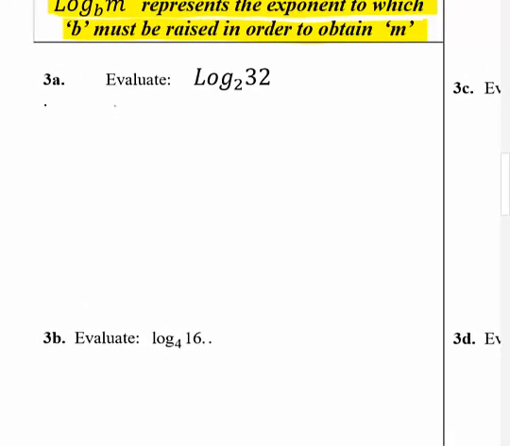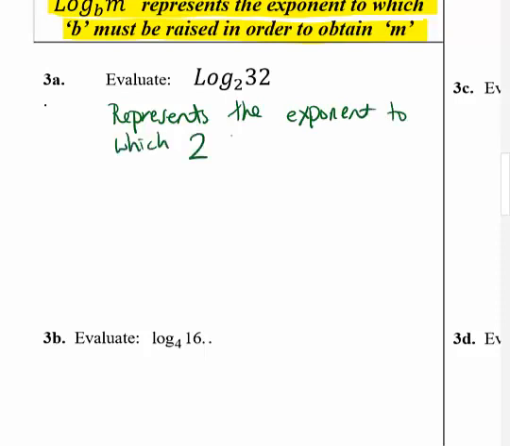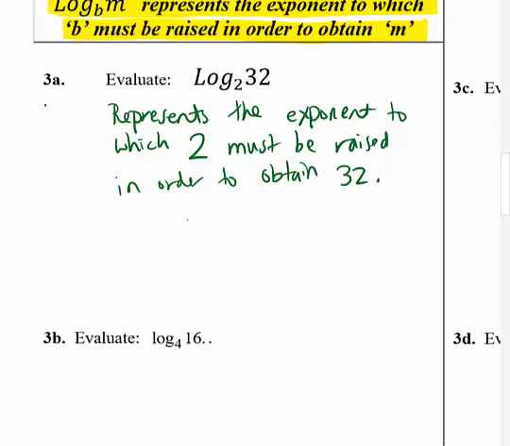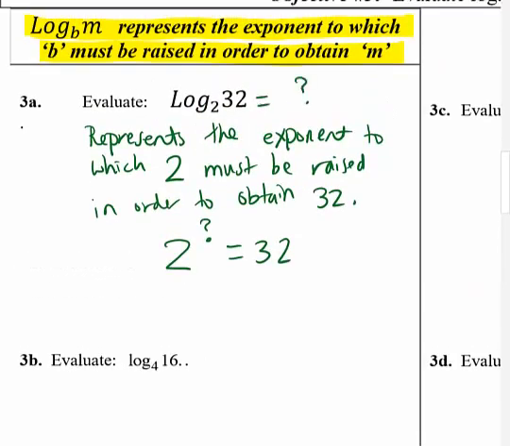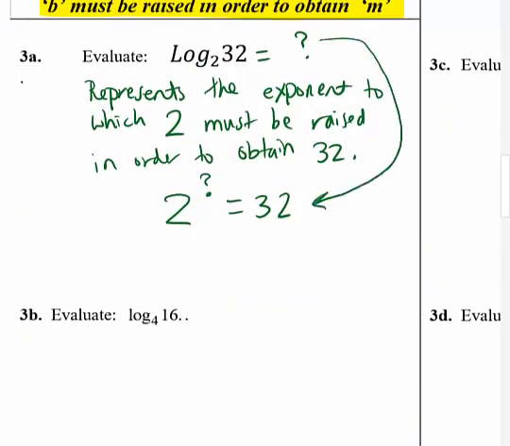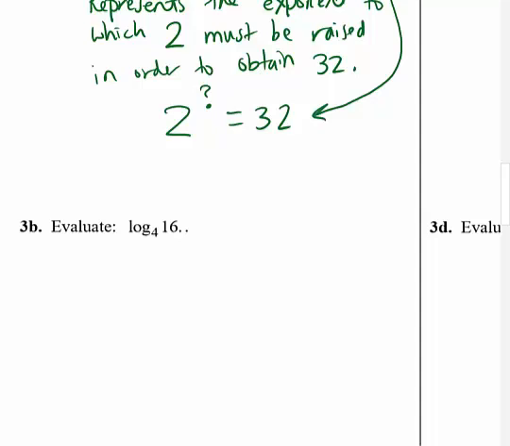This represents the exponent to which the little number b, which is 2, must be raised in order to obtain m, or 32. So in other words, 2 to what power is 32? And that shows the rearrangement. If I said, log base 2 of 32 is what? If I rearrange that, like we just learned in the previous objective, it would look like 2 to the question mark power equals 32. And then you can just guess, 2 to what power is 32?